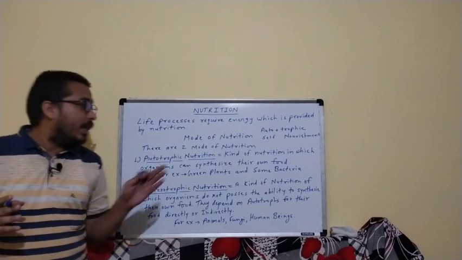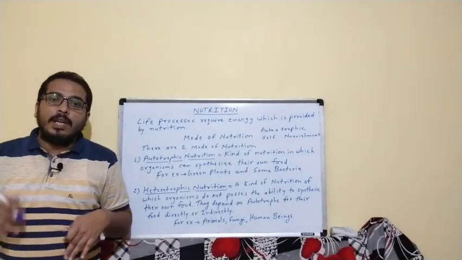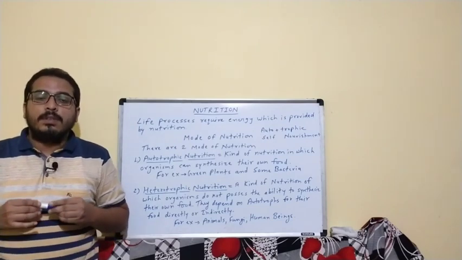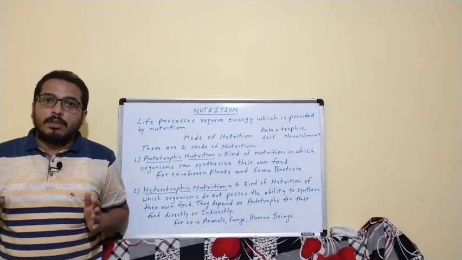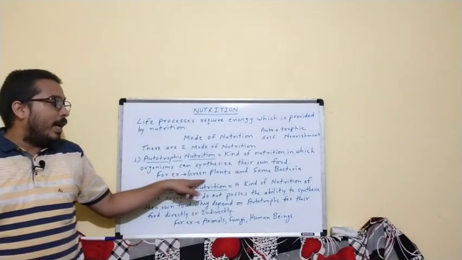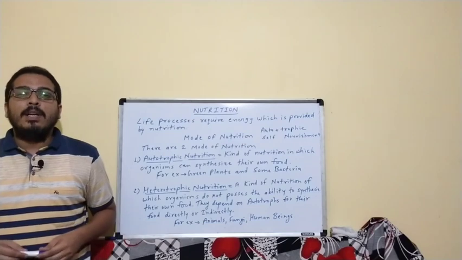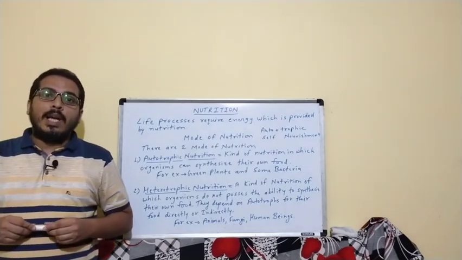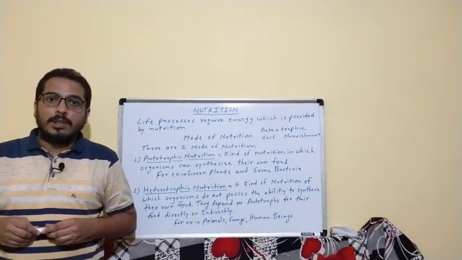So we can say that the organisms which can nourish themselves are called what? Autotrophs, and the nutrition that occurs in that type of organisms is called autotrophic nutrition. For example, green plants and some bacteria. Green plants make their own food. Some bacteria like blue-green algae are also making their own food with the help of photosynthesis.